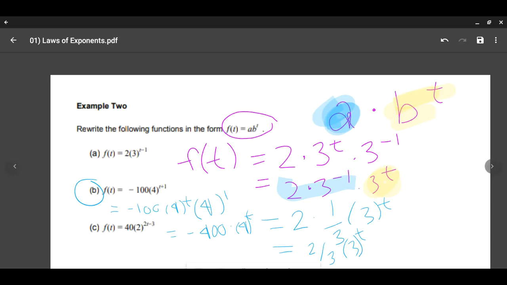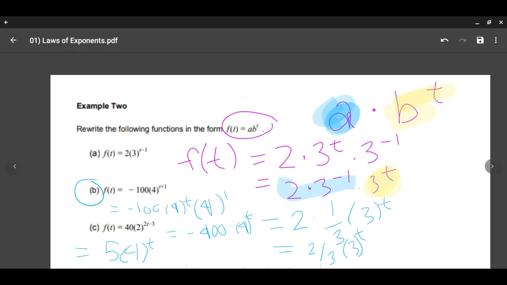The last one's a little bit tricky. You could pause the video and try it. It's something that I'd want to go over with you guys in class if you got stuck. If you did try it, you should be achieving a final answer of 5 times 4 to the t.